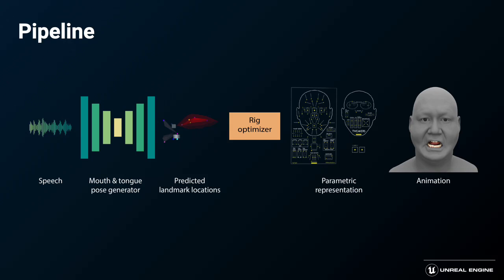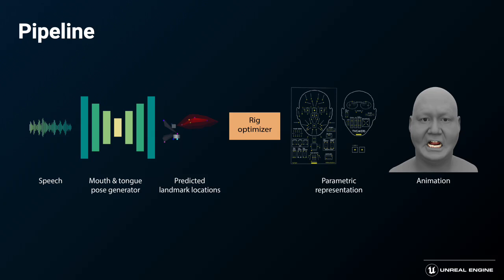Our pipeline takes as input a speech signal. It is processed by an encoder-decoder model to estimate the sequence of mouth landmark locations. This sequence is used as a constraint for the rig optimizer to compute the parametric representations of each frame and finally generate the desired animation.